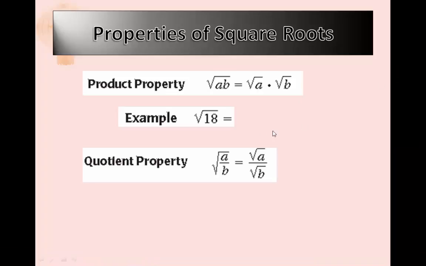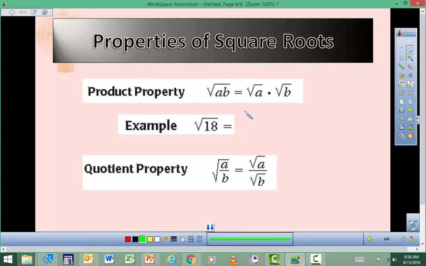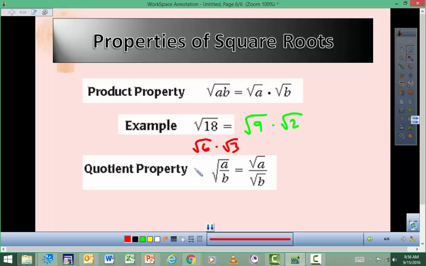This one, for example, we could write as the square root of 9 times the square root of 2. Now, you might say, well, I could have written this as the square root of 6 times the square root of 3 also. And indeed, you could have done that. But here's the deal. The reason we use this property is because we want to simplify things. So pick numbers that you can actually simplify.